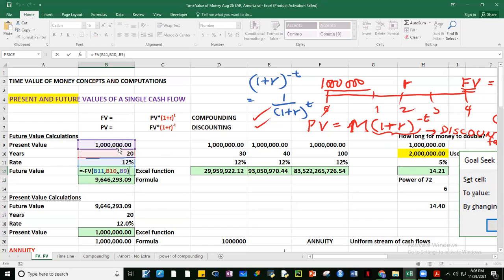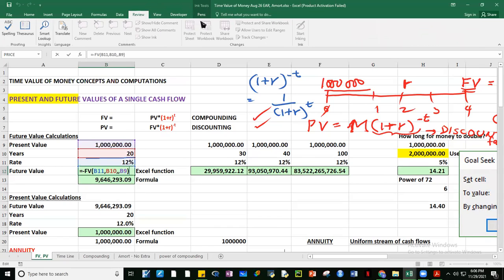We're given that the present value is 1 million. Okay, and in 20 years' time, with a rate of 12%, how much will your 1 million be? Now, it's always good to draw the timeline so that we understand what's really happening to our cash flow.